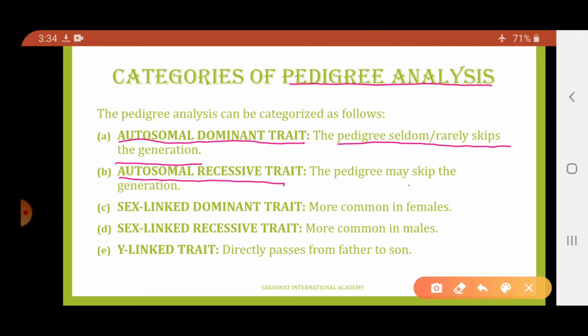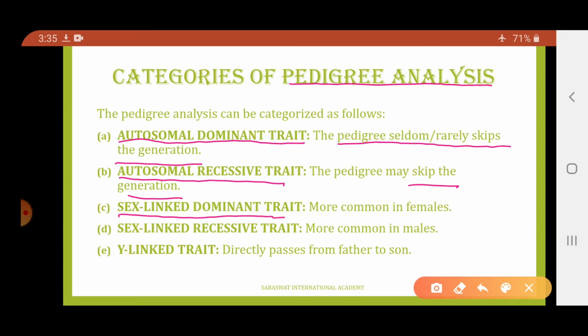Autosomal recessive trait. So basically it may skip the generation because suppose in a heterozygous condition we consider, say recessive characters are expressed when both the genes are recessive, right? When both the alleles are recessive, then only the recessive character is expressed. But in the heterozygous condition, what is always expressed? A dominant character is expressed, right? So if a mutation has occurred in the recessive gene and if the individual is heterozygous, then the person won't show the disease, that is it may skip the generation.